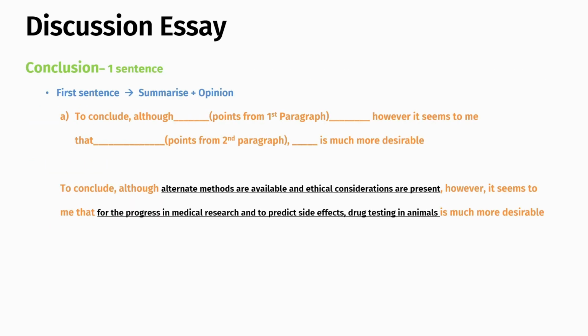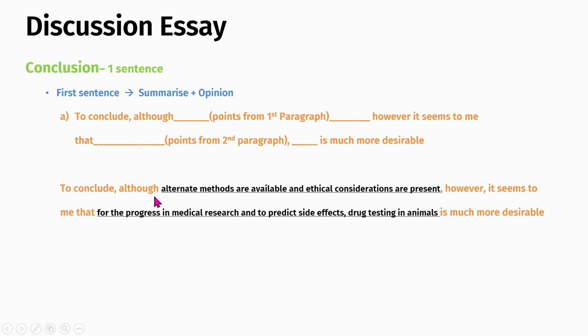So coming to the conclusion, you only need to write just one sentence in the conclusion, and this sentence is that you have to summarize everything you have written plus your opinion also. Make sure that you don't introduce new points here. I have a template for that also. To conclude, although you can write the reasons from the first paragraph, however, it seems to me that your reasons from the second paragraph, when I mean paragraph, it is a body paragraph, that dash is much more desirable.